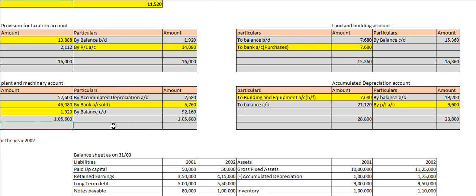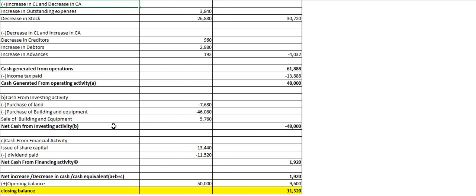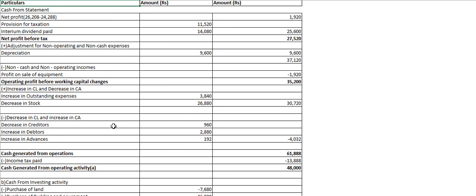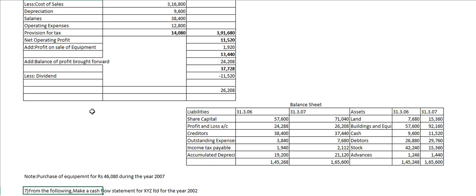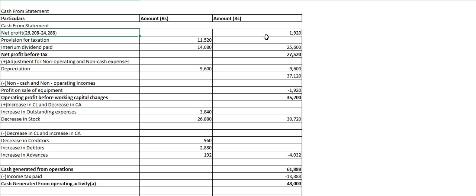So now moving on to your cash flow statement. So net profit, you always start with net profit. So if you see profit and loss account is given, opening and closing balance. So 26,208 minus 24,288, you get the balance to be 1,920. Now what you will do, you will add all that is taken up in your appropriations account, like your dividend paid, the provisions for the current years, and the general reserves, etc.